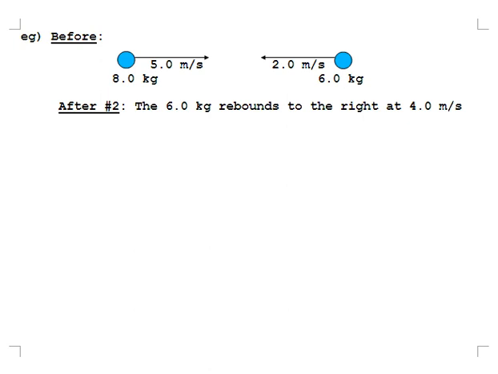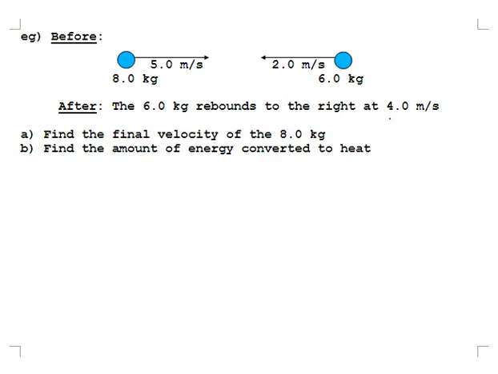Hopefully that little pause worked. Now let's try a hit and bounce apart. So this is the same before scenario, but the after is a little bit different. We're going to say that the 6 kilogram mass rebounds to the right at 4 meters per second. And we're going to do the same thing. We're going to find the final velocity of the 8 kilogram mass. We're going to find the amount of energy converted to heat. This one, since it's a hit and bounce apart, there may or may not be energy converted to heat. We're actually not sure. We'll have to run the numbers and see.